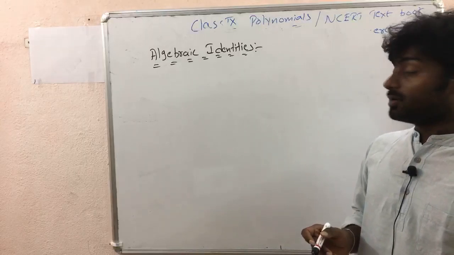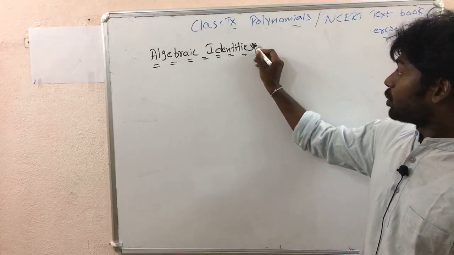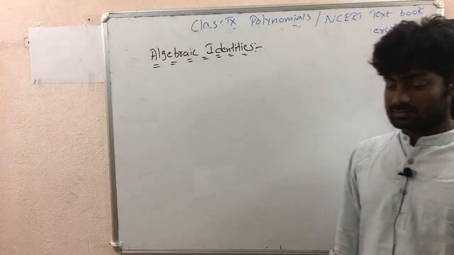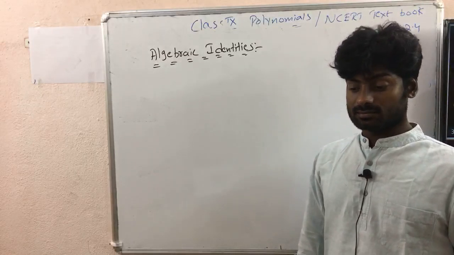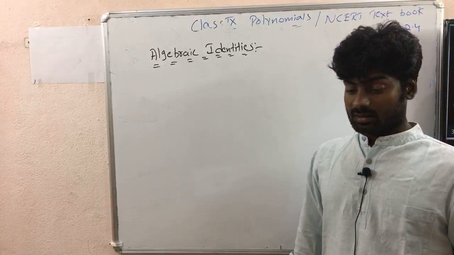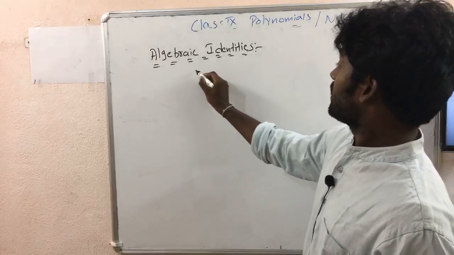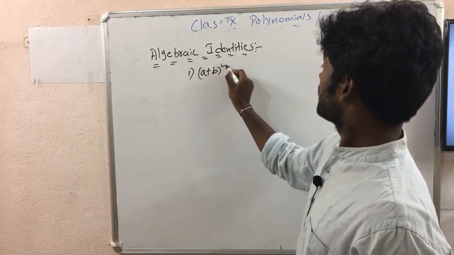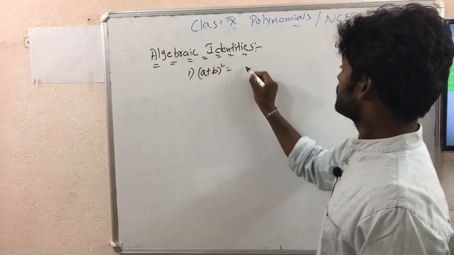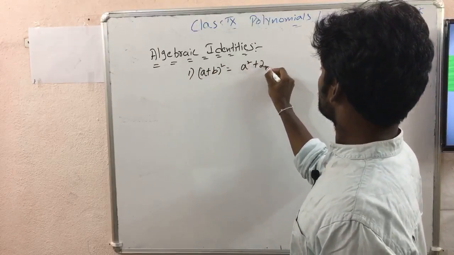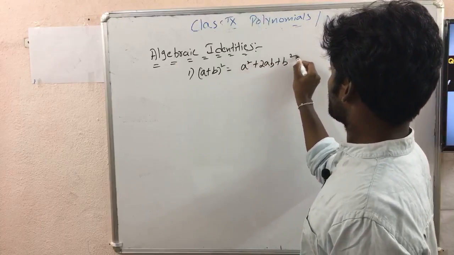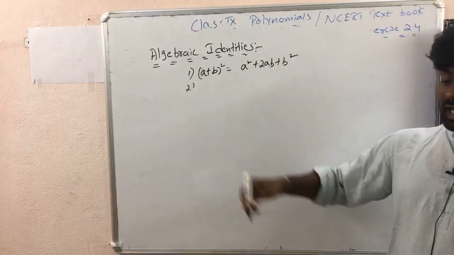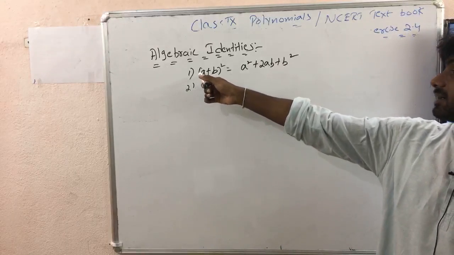Let me know how many of you have knowledge about the algebraic identities. That means I am asking about identities like a plus b whole square equals a square plus 2ab plus b square. Can you give one more identity? Whatever identities you know, you can type there. Already I have given one basic identity, a plus b whole square.